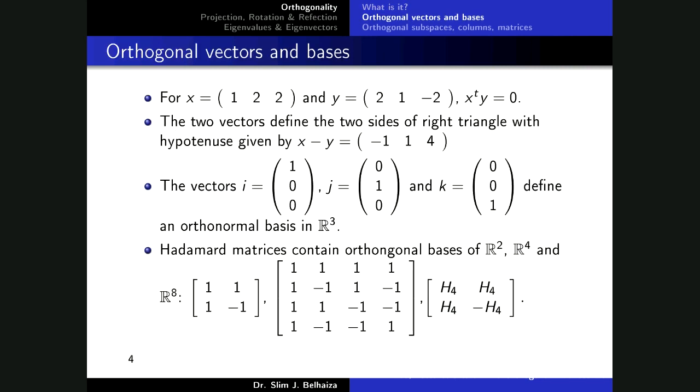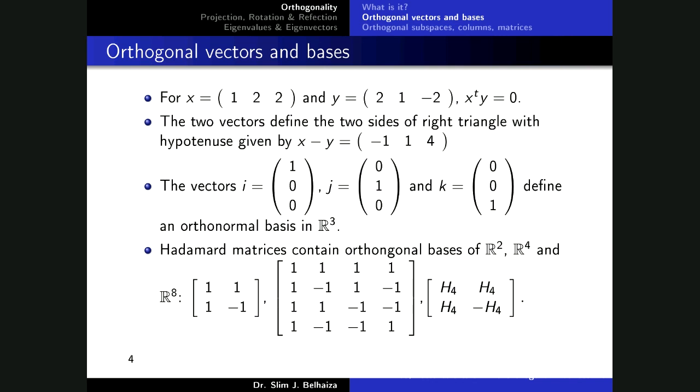So let's take this example where x equals 1, 2, 2, and y is 2, 1, minus 1. You can check that the scalar product x transpose y is equal to 0. So the two vectors are orthogonal, and they do define what we call a right-angled triangle, with hypotenuse that could be given by x minus y, for instance, minus 1, 1, 4. In the R3 space, you can consider i, j, and k, 1, 0, 0, 0, 1, 0, 0, 0, 1, respectively, defining an orthonormal basis. So they could possibly generate any member of the R3 space.